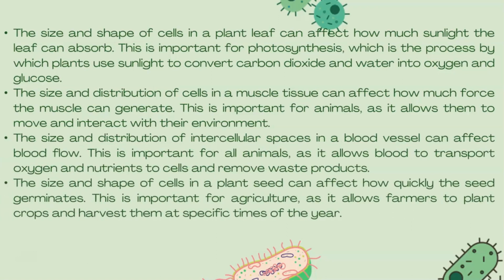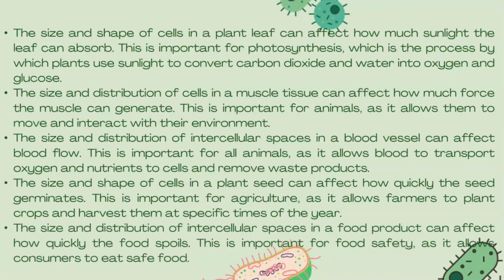The size and shape of cells in a plant seed can affect how quickly the seed germinates. This is important for agriculture, as it allows farmers to plant crops and harvest them at specific times of the year. The size and distribution of intercellular spaces in a food product can affect how quickly the food spoils. This is important for food safety, as it allows consumers to eat safe food.